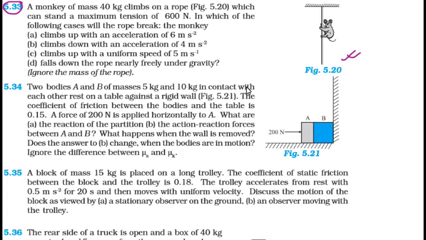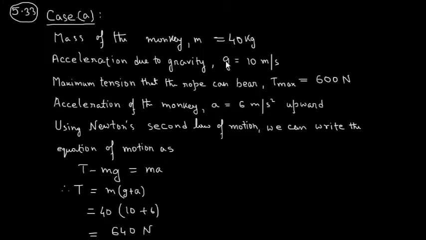Now let us see the solution. So we have discussed the solution in different cases. Case A. In the first case, mass of the monkey m is 40 kg. Acceleration due to gravity g is equal to 10 meter per second square.